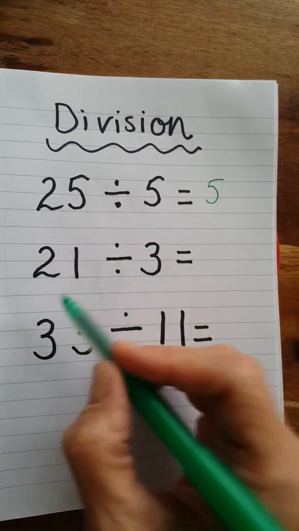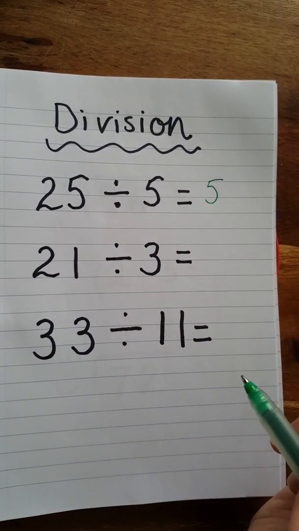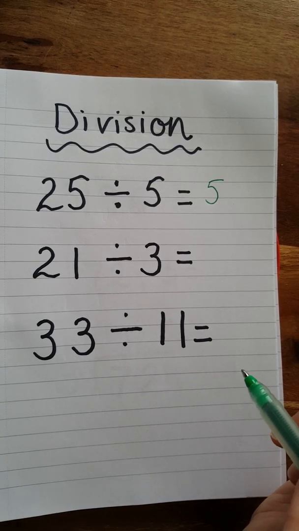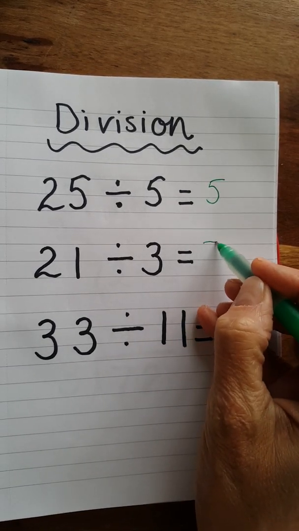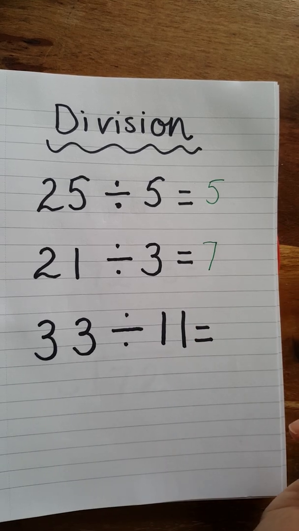So next one, how many 3s in 21? So if you count up in your 3 times tables, you will find that it's 7 lots of 3. Or you can ask yourself what times 3 makes 21, and the answer is 7.